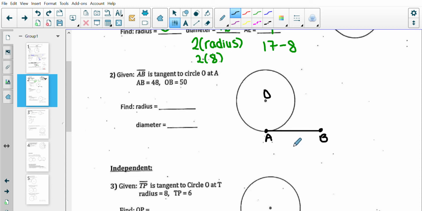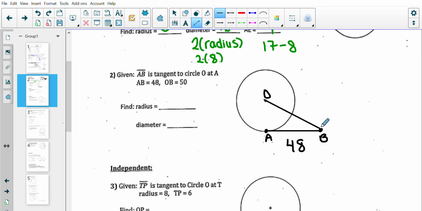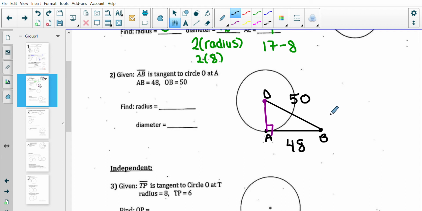We're being told that AB is 48 units long, and OB is 50 units long, and we want to find a radius. So I'm going to draw in a radius from O to A, and remember, when a radius is drawn to a tangent, it has to make right angles. Now, I definitely do not want to do the Pythagorean theorem on 50 and 48. So what am I going to do?